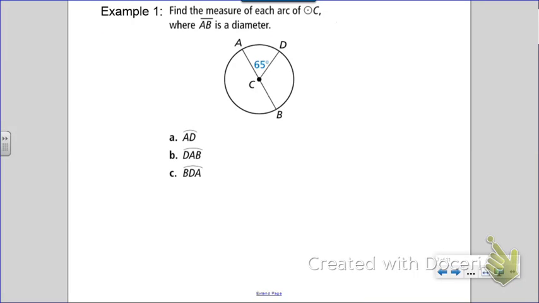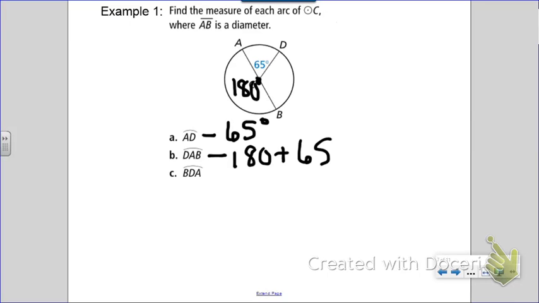Our first example is finding the measure of each arc. AB is a diameter of the circle. So arc AD is the same as its angle, 65 degrees. Arc DAB is going to be 180 degrees plus 65. Our total is 245 degrees.